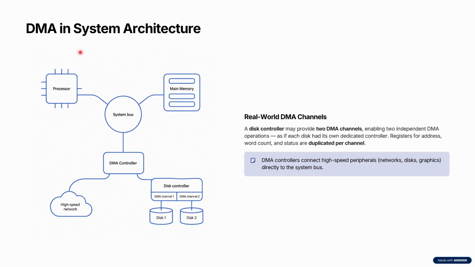How a DMA fits in the system architecture. There will be a processor, a main memory, and a system bus. The DMA controller will be there, along with the disk controller, DMA channel 1 and channel 2, with the high speed network.